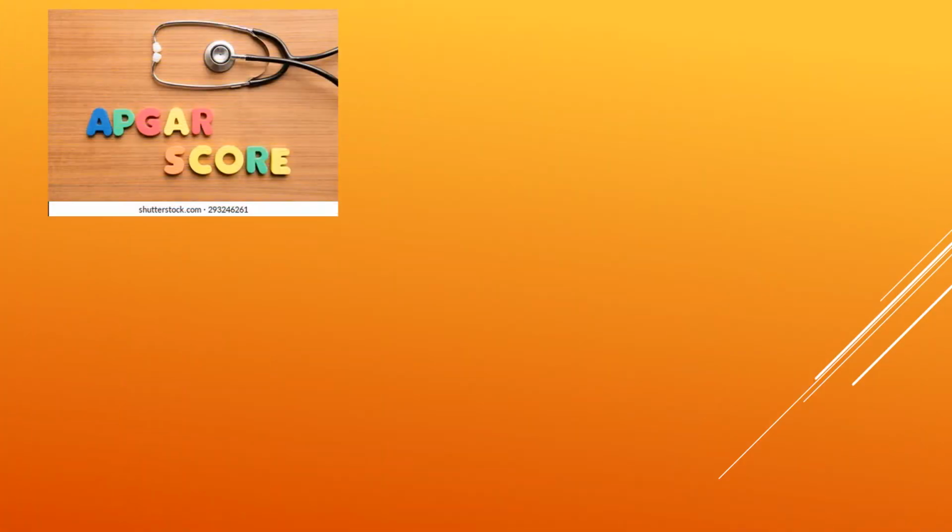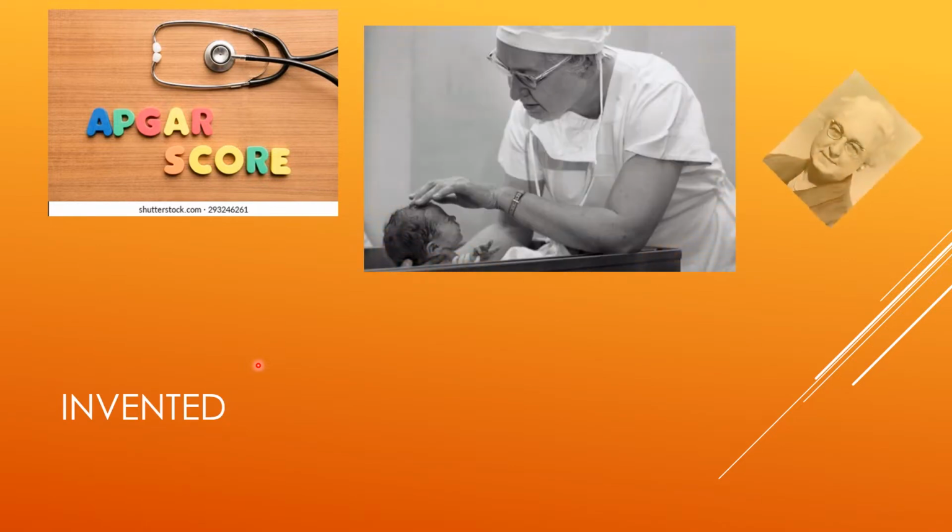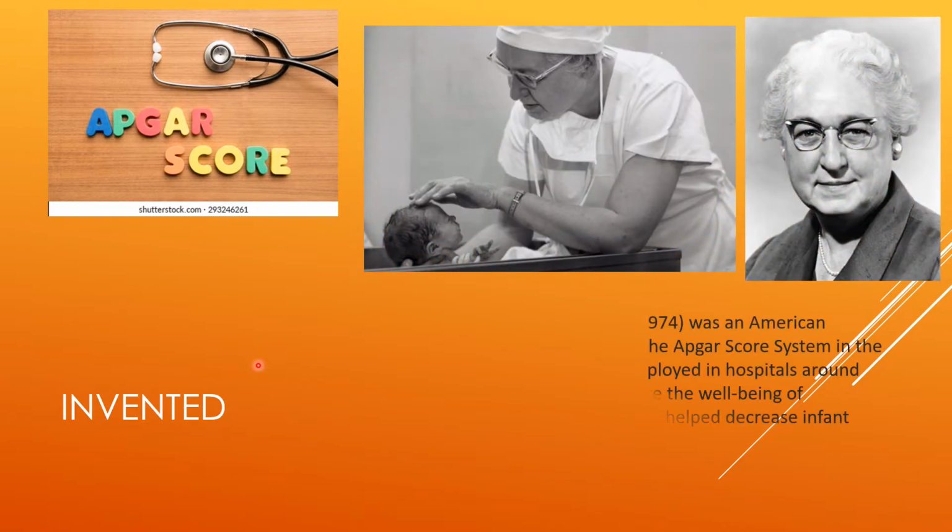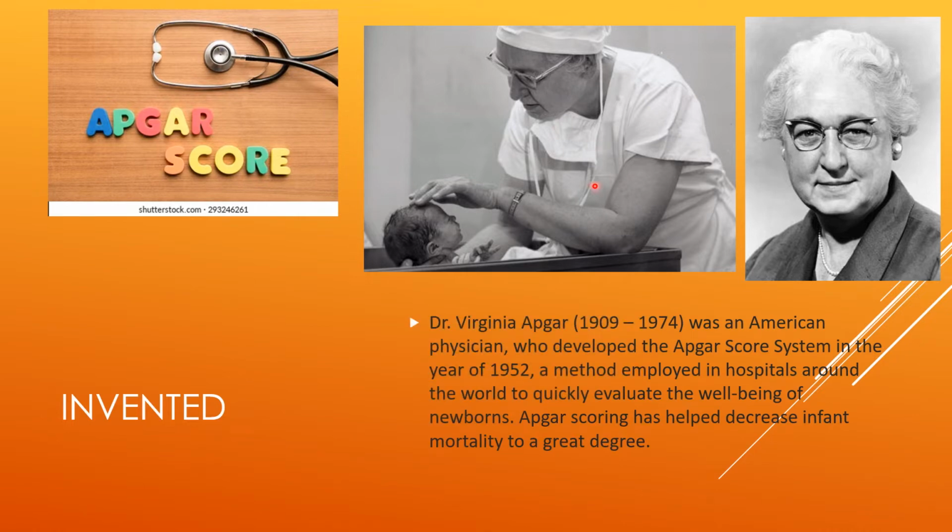Next, we can see who is the founder of APGAR score. The APGAR score was invented by Dr. Virginia APGAR in the year 1952. This APGAR score is used in many countries around the world. It is useful for doctors to assess the health of newborns and determine if they need any medical interventions soon after the delivery. The APGAR score helps to decrease infant mortality to a great degree.